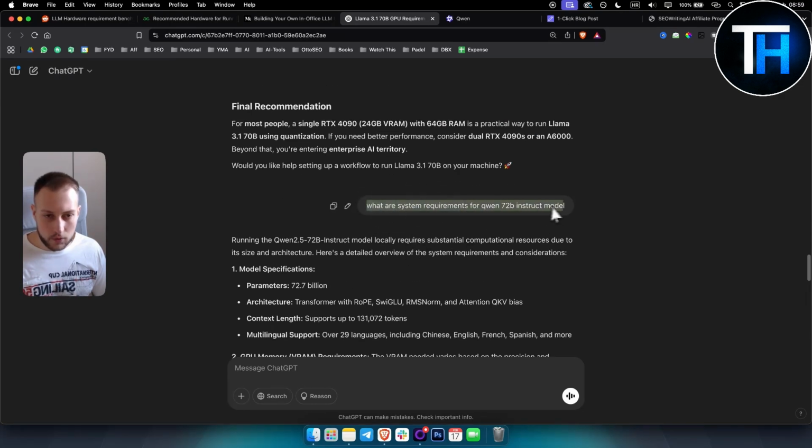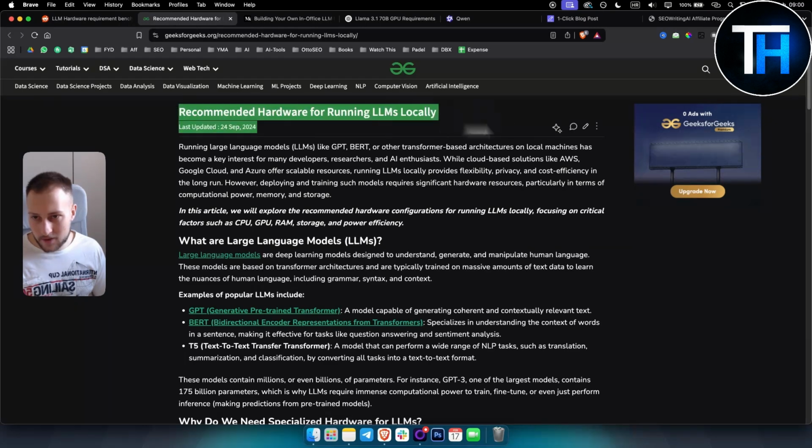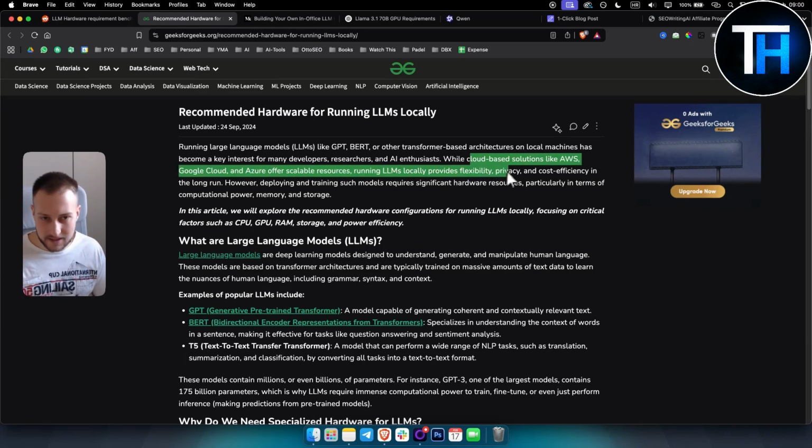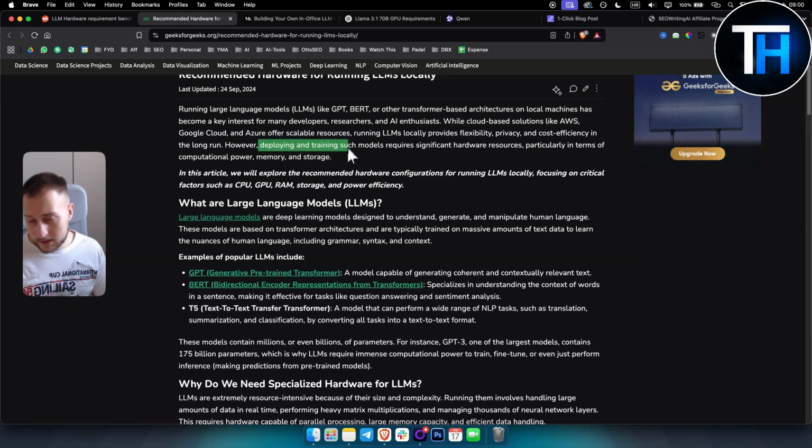For each LLM, it will be different. Obviously, if you want to run some easy-to-use models locally, much less computational power is needed. So for example, right here we also have one article on recommended hardware for running LLMs locally. Running large language models like GPT, BERT, or other transformer-based architectures on a local machine has become a key interest, and while cloud-based solutions like AWS, Google Cloud, and Azure offer scalable resources, running LLMs locally provides flexibility, privacy, and cost efficiency. However, deploying or training such models requires significant hardware resources, particularly in terms of computational power, memory, and storage.